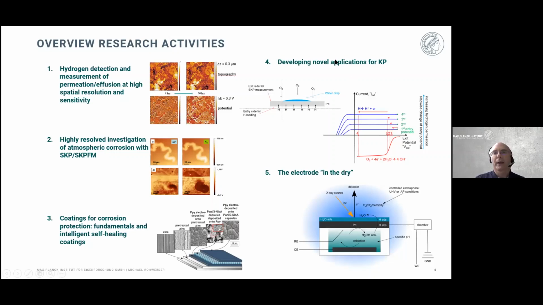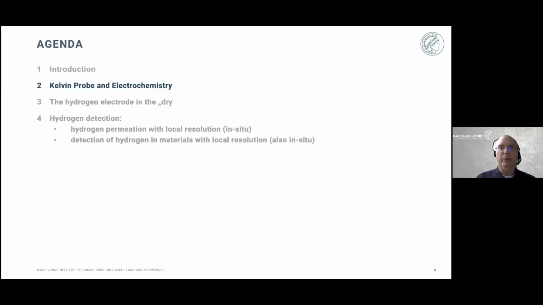Another big topic is developing novel application for Kelvin probes, and I will show later at the end an example where we can use that to look at, for example, oxygen reduction reaction at buried interfaces, which are not accessible otherwise. And then, based on what we do with hydrogen and Kelvin probe, we have also developed a completely new class of electrodes in the dry, where we can study very fundamental electrochemistry.